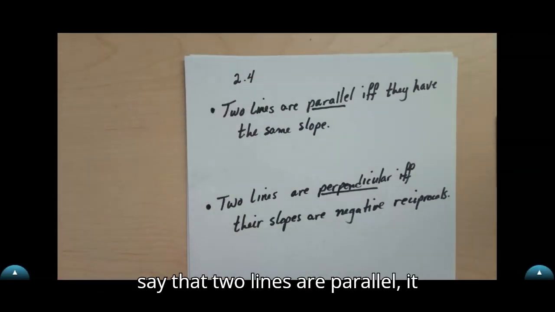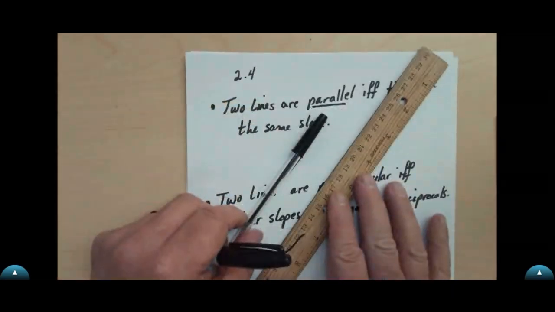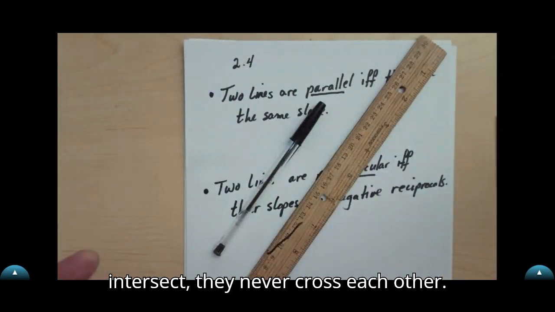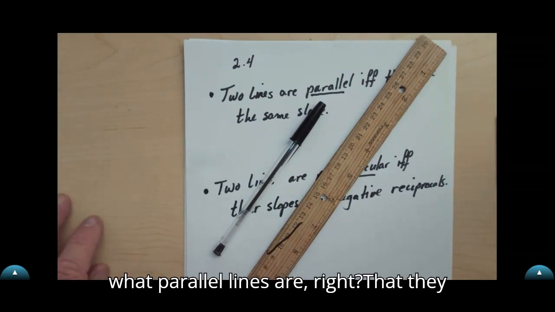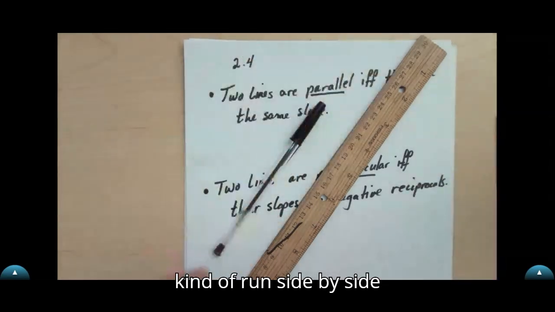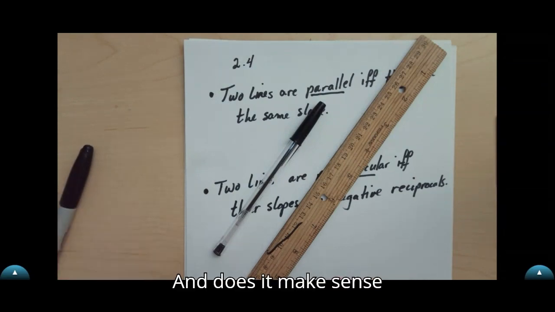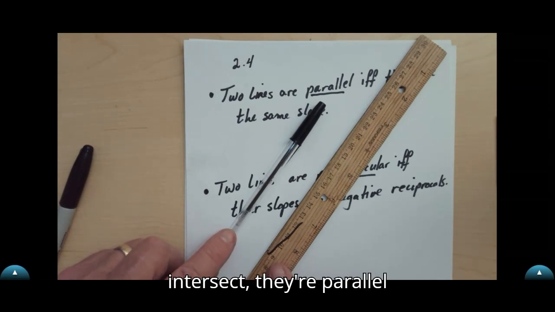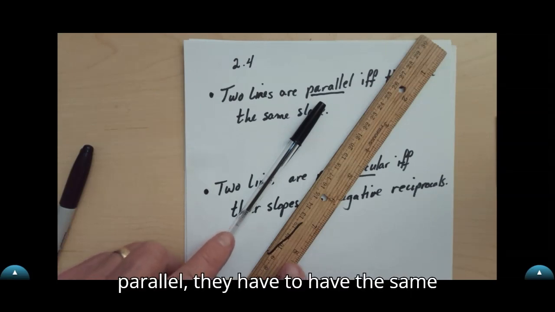So remember, when we say that two lines are parallel, it means that they run side by side forever and never intersect. They never cross each other. Everybody see that? Well, everybody knows what parallel lines are, right? They kind of run side by side forever. They never intersect. And does it make sense that if two lines are parallel, they have to have the same slope?